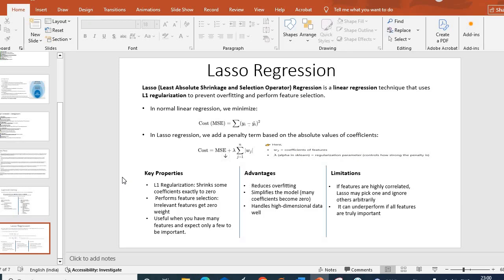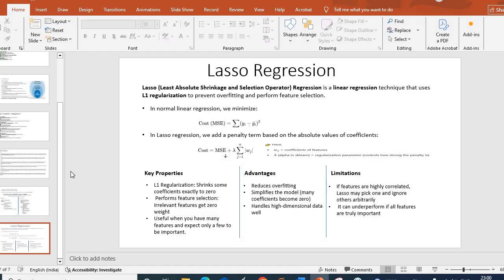So what lasso regression basically does is it shrinks some of the coefficients to zero, right? So if you want to do feature selection, and there are 20 features, and you want to make the model simple and use only 10 of the features, it would do that. It performs feature selection; irrelevant features get zero weight. It is useful when you have many features and expect only a few to be important. As we discussed, if 20 features are there and you think 10 are important, it will be useful there.